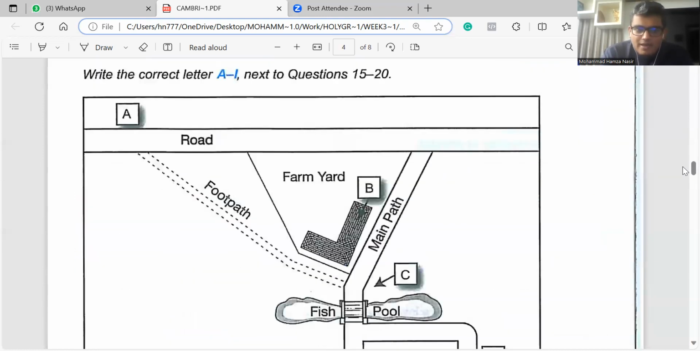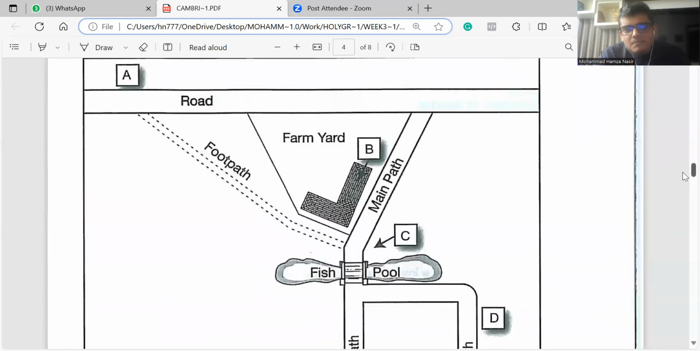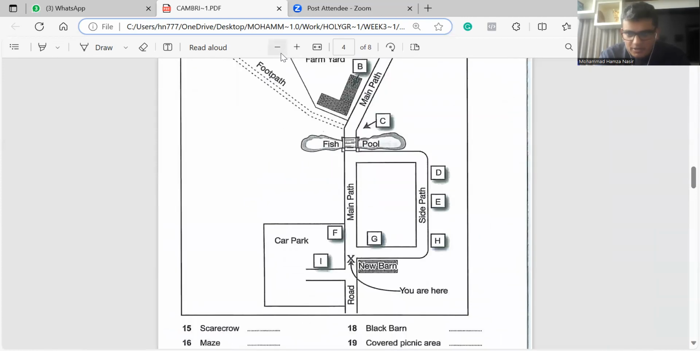Similarly, if you go down, questions 15 to 20, like I said, are another part of the section. As you can see, it has its own corresponding set of instructions. Write the corresponding letter A to I, okay, A to I. Now, if you look at this section, I'm just going to zoom it out a bit so that you can see all of it in one go, yeah?